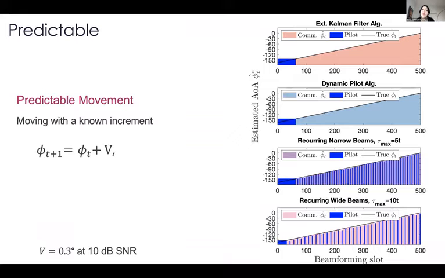Here I'm showing you a really simple setup. When you have completely predictable movement, the two strategies based on predict-and-follow, or filter-and-follow, as you can see, do very well. They spend a significant amount of time in the pilot phase, or alignment phase if you wish. And then because they're working with very narrow beams, they can just follow, and they have a predictable model.